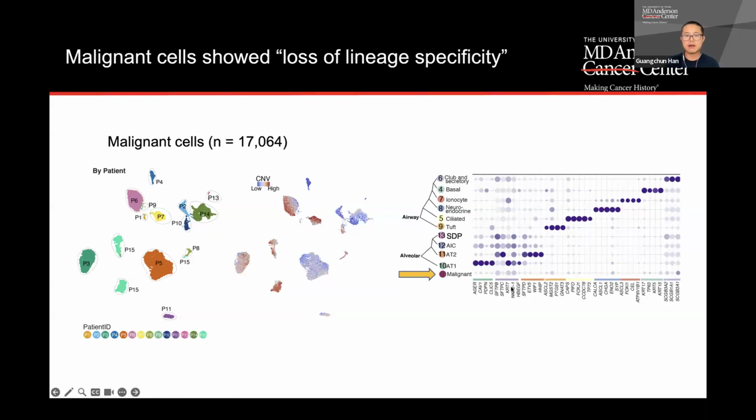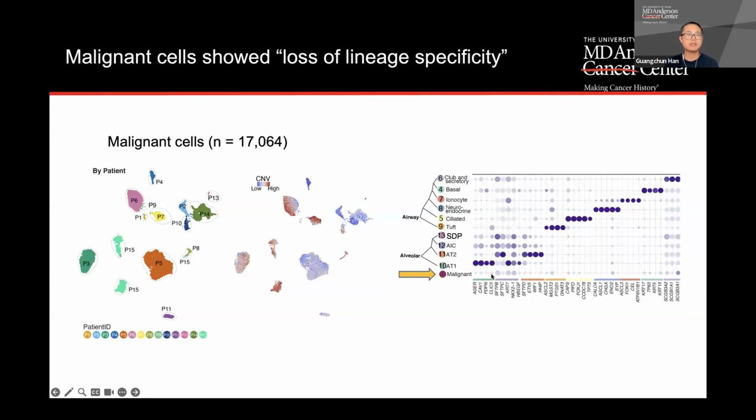And for those malignant cells, if we look at the gene expression profile for the selected lineage marker genes, it shows us a gradual decrease. I mean, the expression level of marker genes was decreased compared with the corresponding fully differentiated lineages.